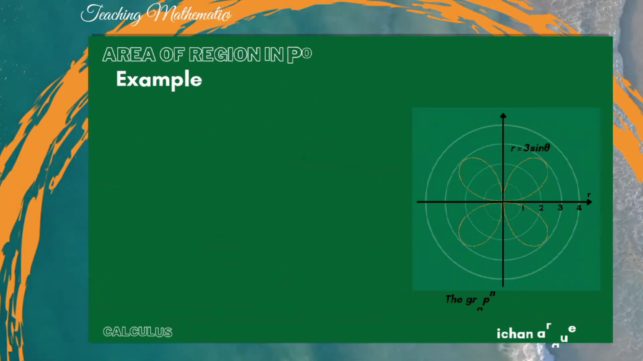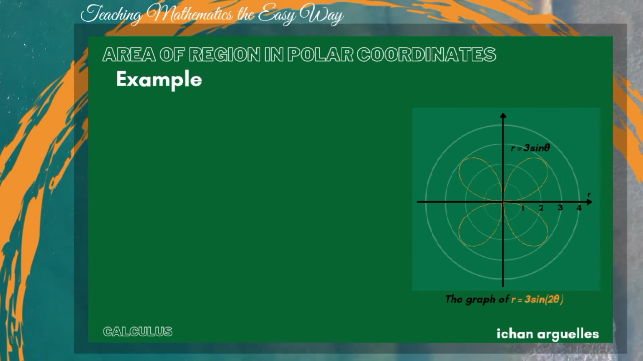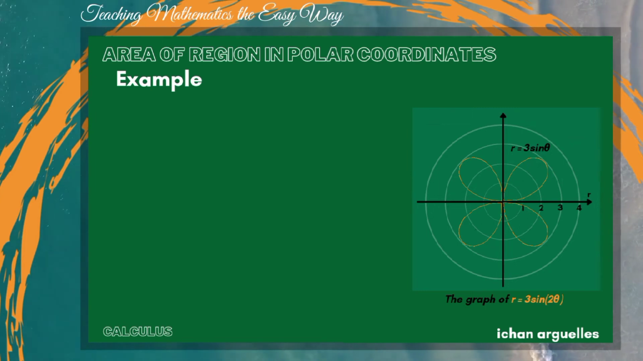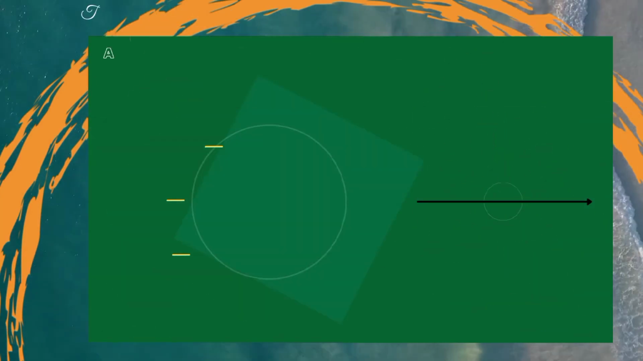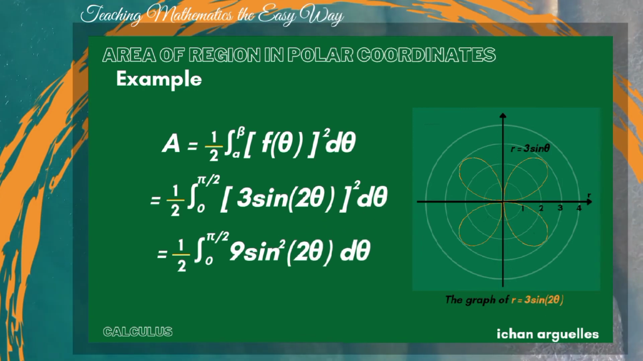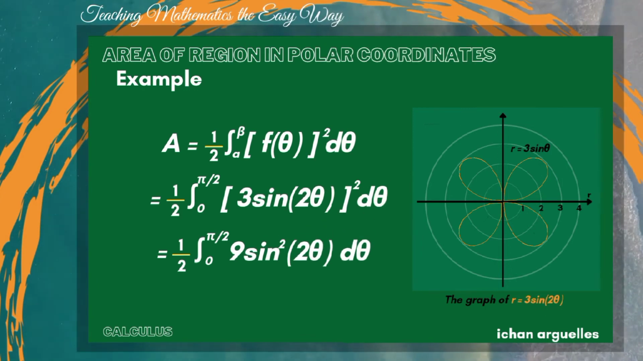Now find the area of one petal of the flower defined by the equation r equals 3 sine 2 theta. I believe that you paused the video to do it by yourself, and when you're done and you're back now, here's the answer for you to be able to check if you did great.